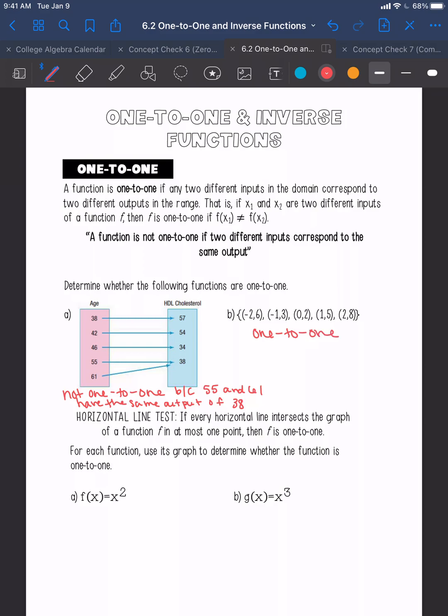Another way to test if a function is one-to-one is the horizontal line test. So you have your vertical line test that tests if it's a function. Your horizontal line test tests to see if it is one-to-one. So you could look at the graph. So f of x equals x squared we know is a parabola. If I draw a horizontal line anywhere through there, it crosses more than once, so this is not one-to-one.